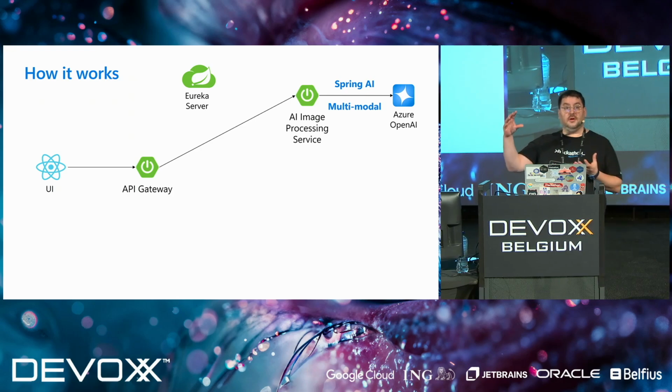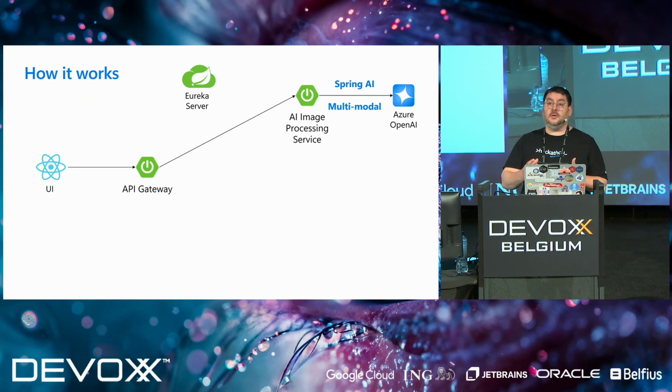From this image, we extract a title, then a label. We extract a description, a condition, a brand, a model, and also a price. We are using Spring AI multimodal with Azure OpenAI GPT-4o for that. But the thing is, you need a URL.